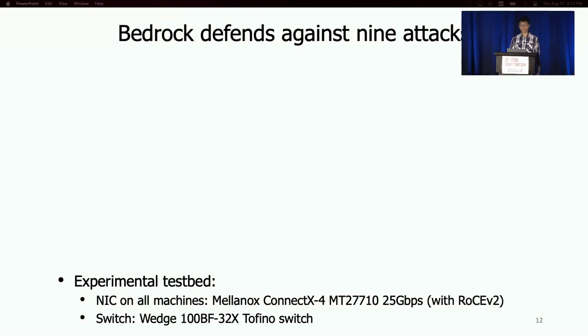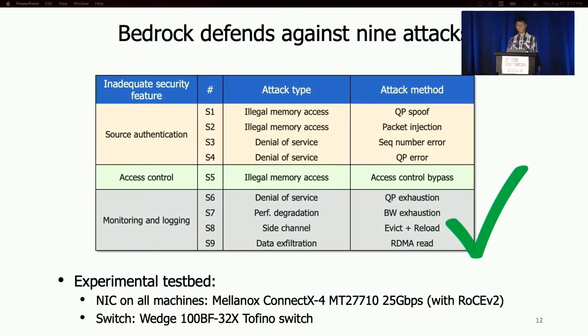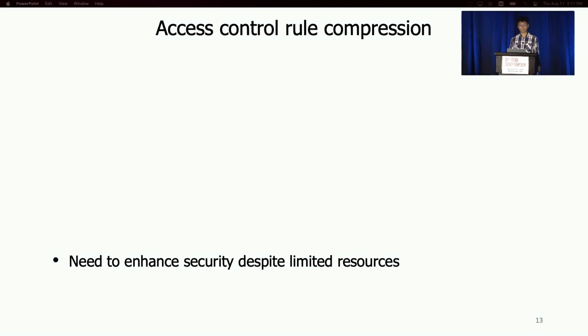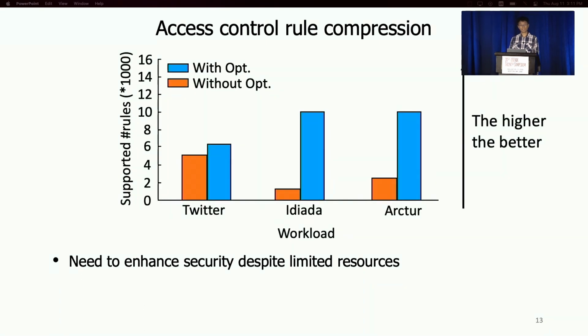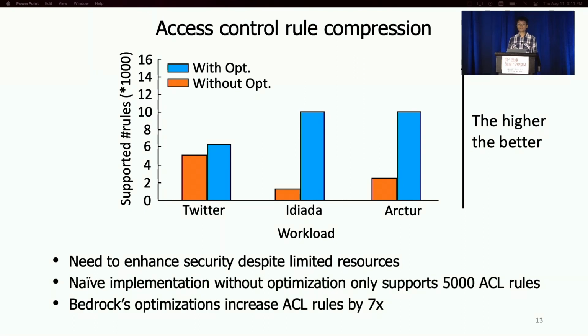We set up a testbed with Mellanox NICs and a Tofino switch. In this testbed, we run 9 different attacks, which can happen in traditional RDMA systems. But here, with Bedrock, we can mitigate all of them. To further maximize the security benefits of Bedrock, we also have several optimization techniques to increase the number of access control rules. We evaluate Bedrock with and without these techniques on several workloads, and here is the result. As you can see, Bedrock can achieve up to 7 times more access control rules after the optimizations.